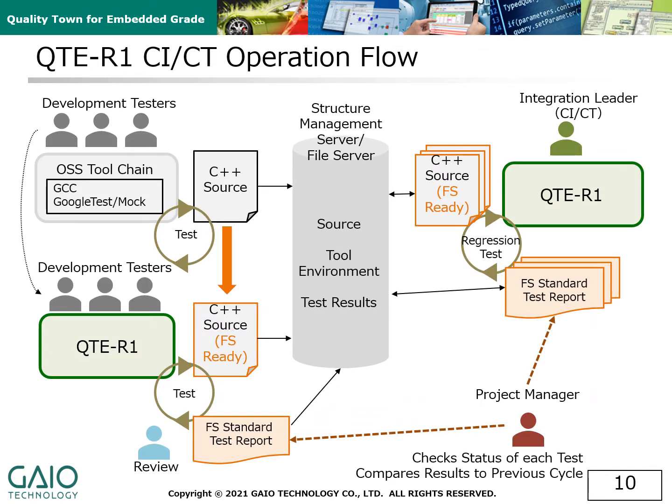The process is quite simple. Instead of using the OSS toolchain directly, testers use QTE, which controls the toolchain, while the analysis engine in QTE helps the developers make the source code more functional safety ready. The results of each round of tests are prepared in a standard test report format, which project management can use to compare with previous test results to confirm the progress of development. Since QTE can operate the tests automatically, the same process can be used for continuous integration development.